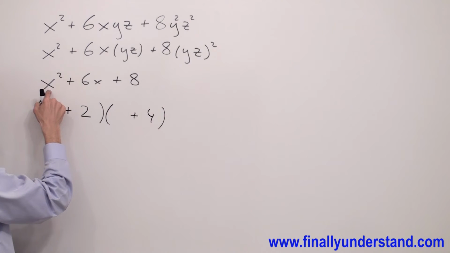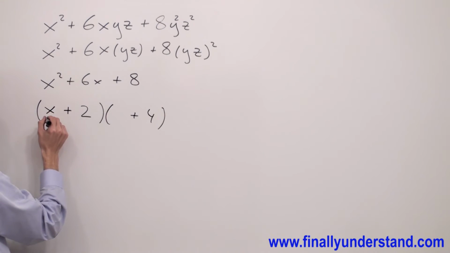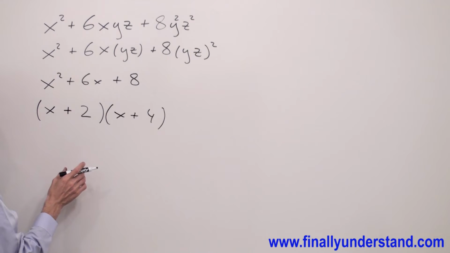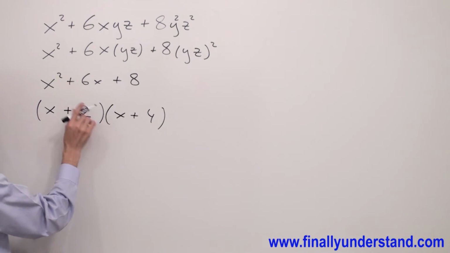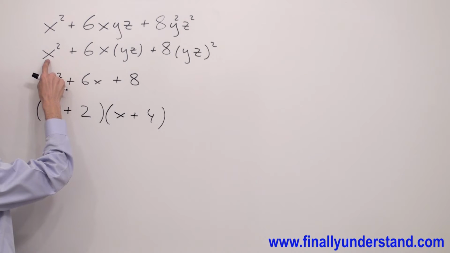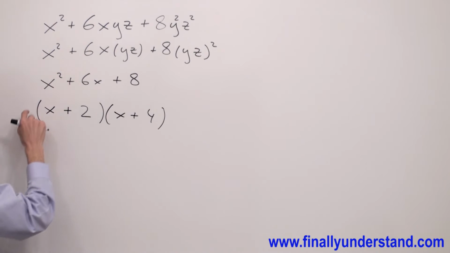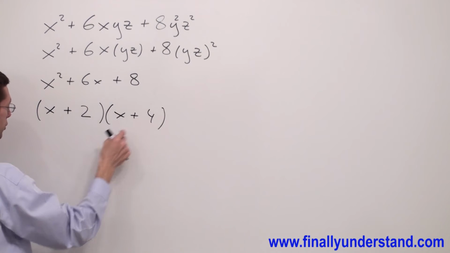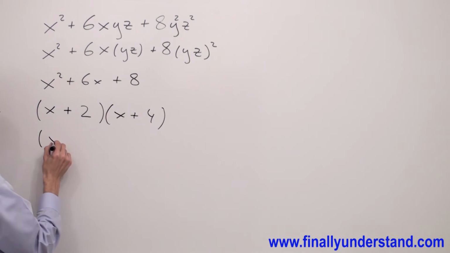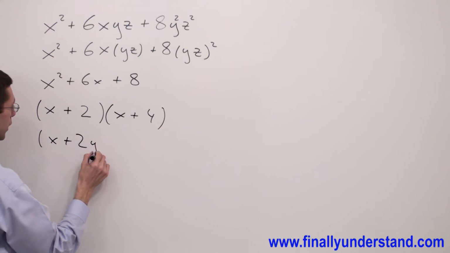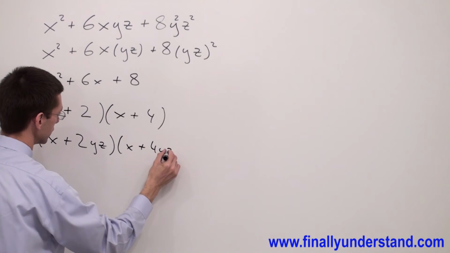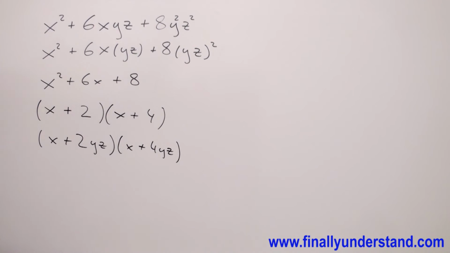And I have to get x squared. I can get x squared by multiplying x times x. Next, we're supposed to bring yz to our answer. Because the first term of my quadratic trinomial doesn't contain yz, I have to add yz to the second term of each factor. That's why I'm going to have x plus 2yz and x plus 4yz. Let's check if this is the correct answer.